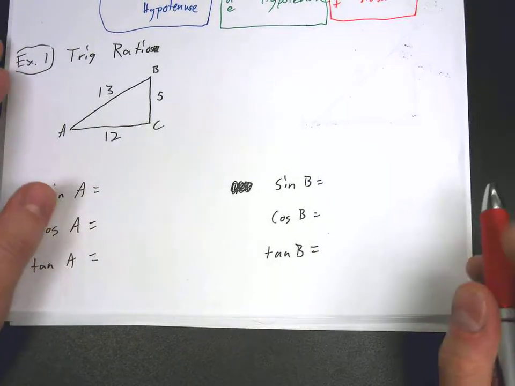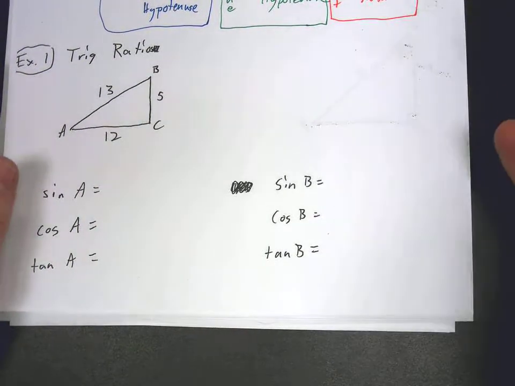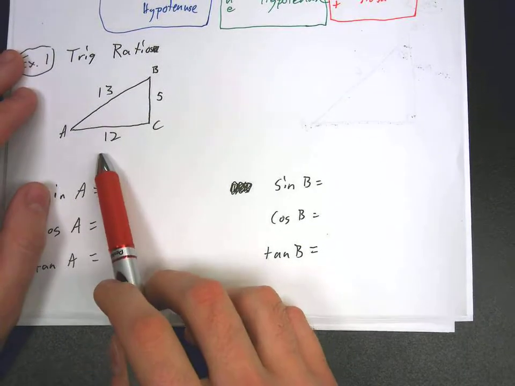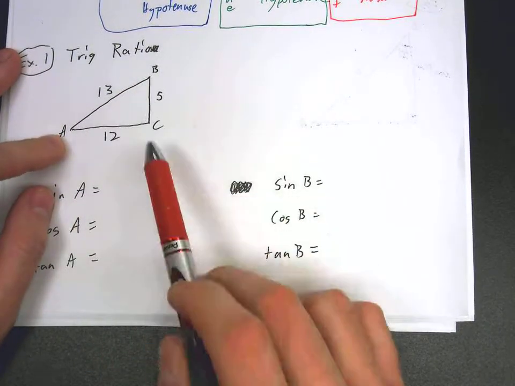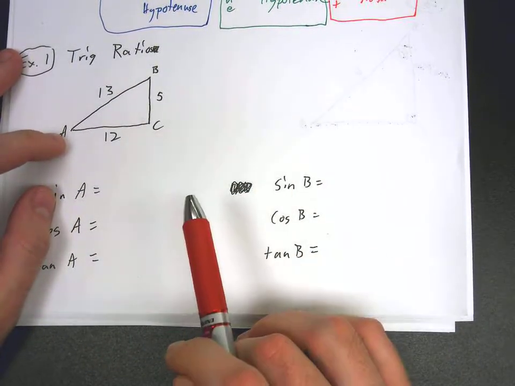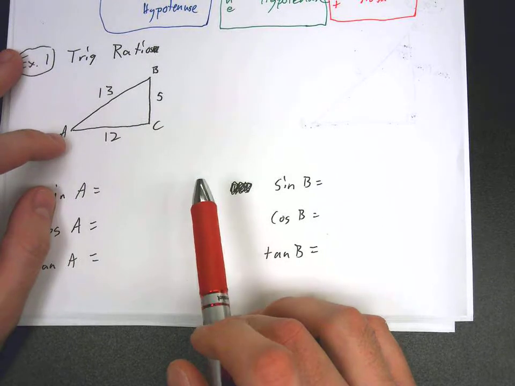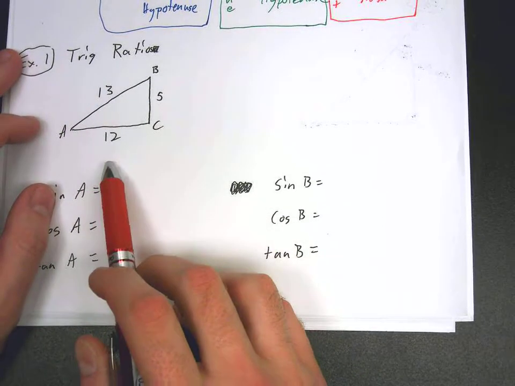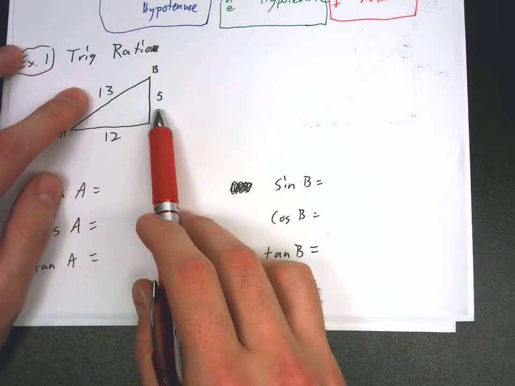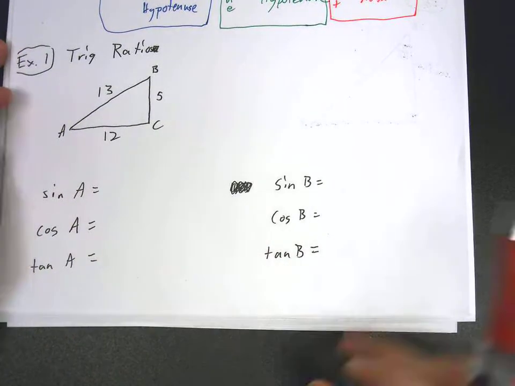Alright guys, we're looking at the trig ratios in practice with numbers this time. So we have a triangle here. It's triangle ABC. Like I mentioned in the last video, most of these are going to be labeled as triangles ABC. Instead of having the lowercase letters for the different sides, we actually have numbers now instead.